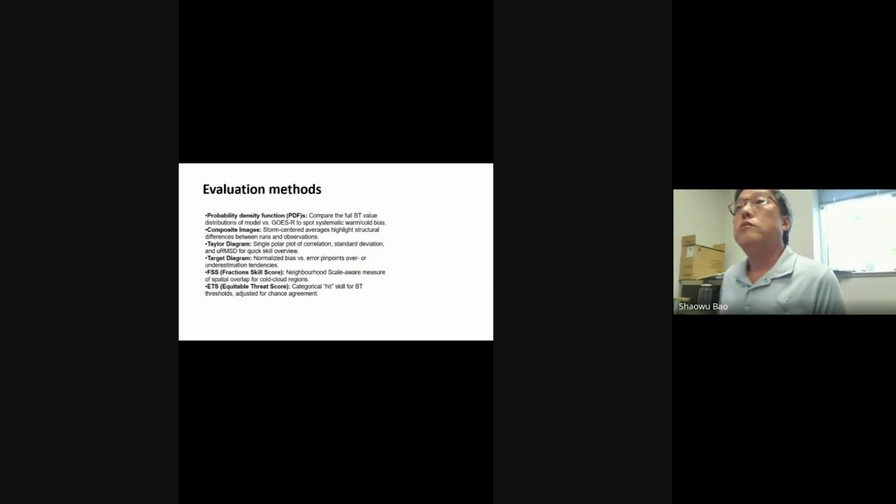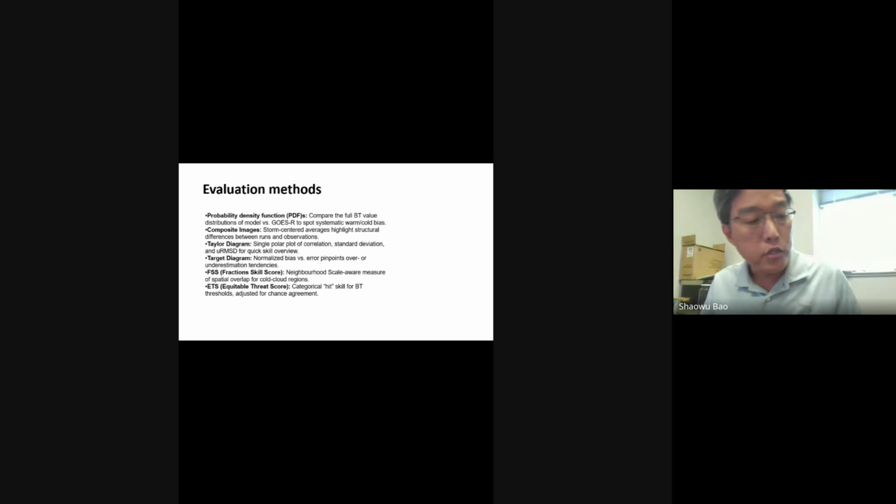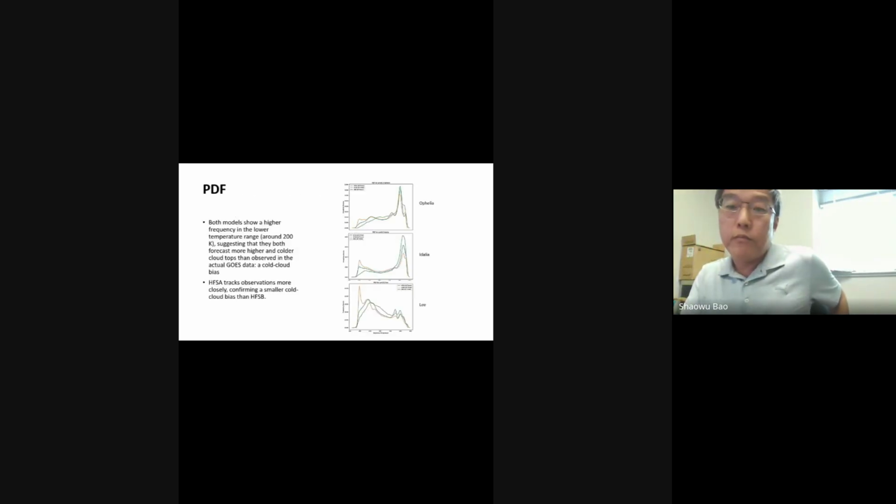Okay, so a quick list of the evaluation methods. Probability density function is basically a histogram. It's like a histogram graph. And the composite images, Taylor diagram, target diagram, FSS, ETS. So I will be showing the results from all these different verification methods. So we'll start from the PDF.